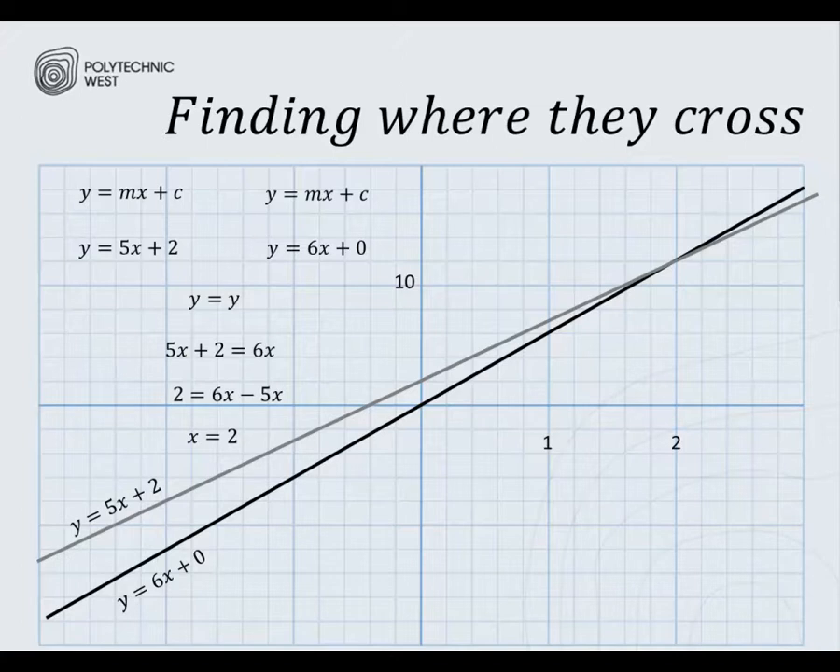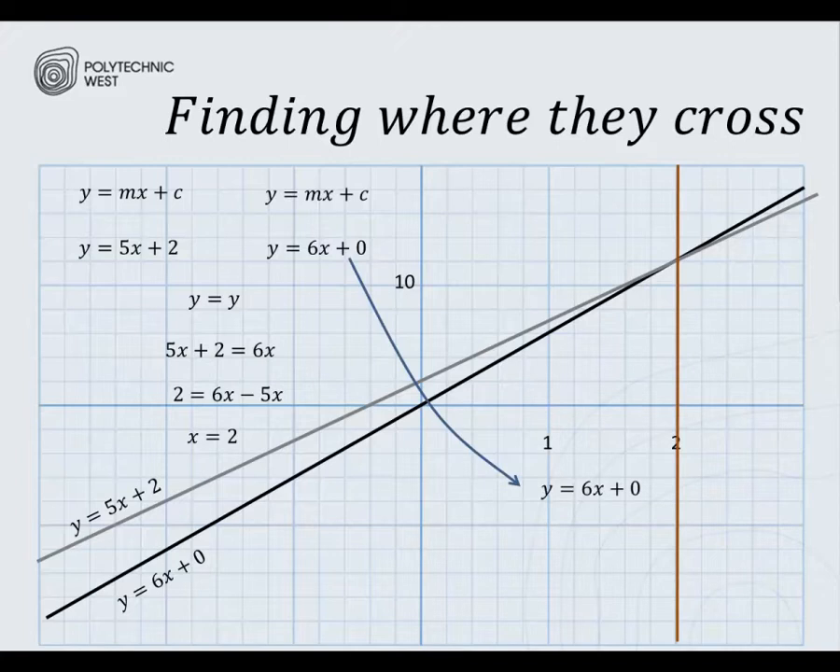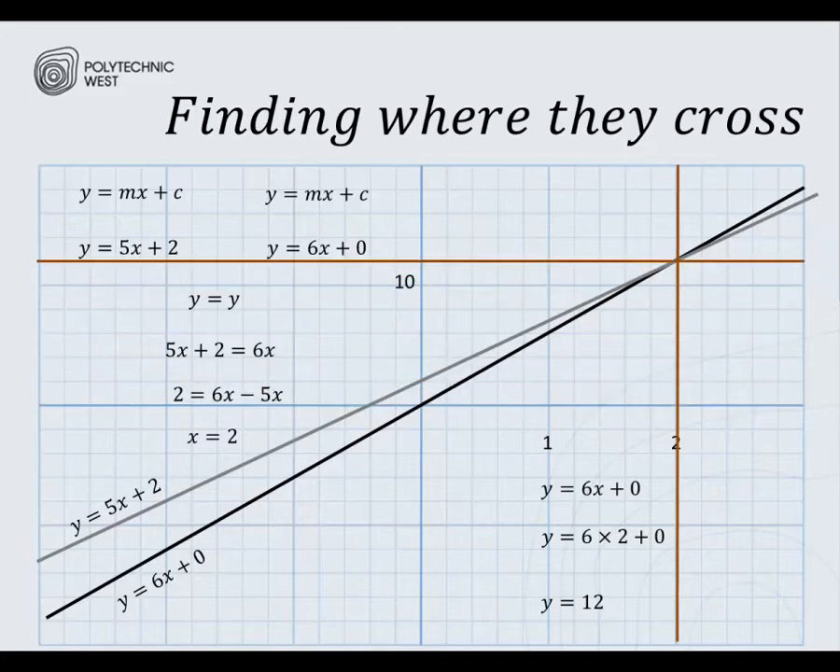To find the y coordinate at x equals 2, I'll choose one of the equations. I'll just choose Tanya's one. So there we've got x equals 2, that's the crossing point. Now I'm going to find the y coordinate, and I'm going to get Tanya's equation, and I'm going to plumb x equals 2 into it. And shove in x equals 2 into Tanya's equation, I get y equals 6 times 2 plus 0, y equals 12. So the crossing point is at 2, 12. So that's the mathematical way of finding the point where they cross.